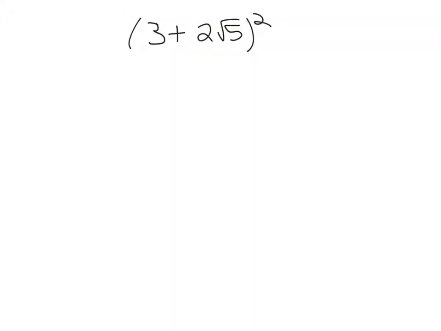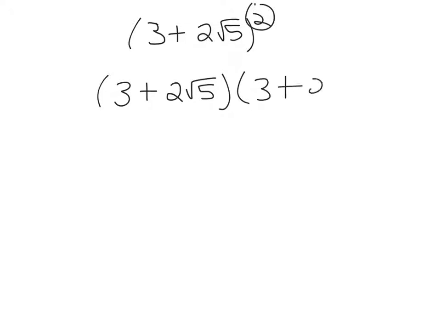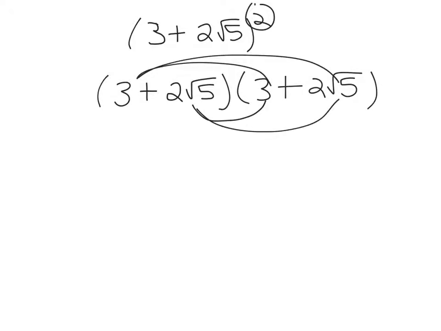On this example, we've got 3 plus 2 square root of 5 quantity squared. So just be careful here. We need to take and multiply 3 plus 2 square root of 5 times itself twice. So this one we really do need to distribute the 3 to both terms and also the 2 root 5 to both terms. So here we go.